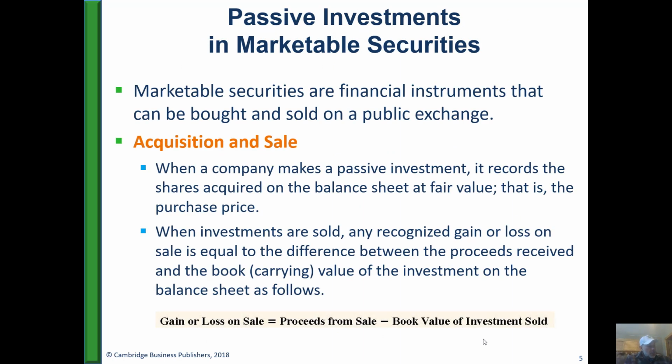So for passive investments, meaning less than 20% ownership or no significant influence, these marketable securities are bought and sold on a public exchange, and we're going to record those on the balance sheet at fair value. That is the purchase price. And then when the investments are sold, any gain or loss we're going to record as a gain or loss on sale of investments. Okay, so that part is simple enough.